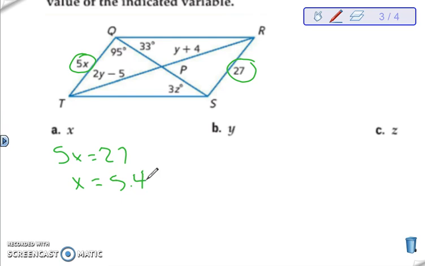For y, we just said that the diagonals bisect each other, right? So if I draw my diagonal from Q to S, it's going to cut T to R in half, which tells me that the length from T to P is the same as the length from P to R. And so then we solve it out. We should get that y equals 9.